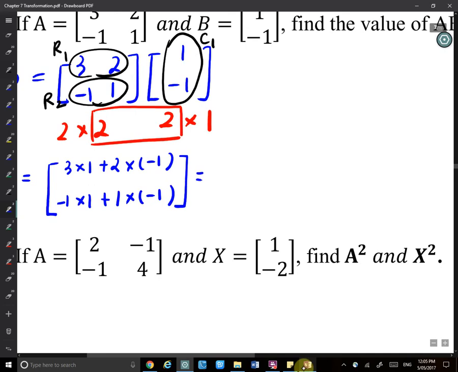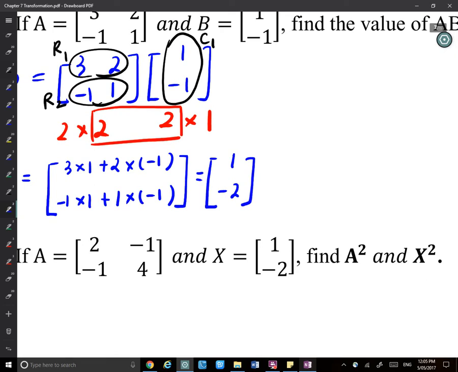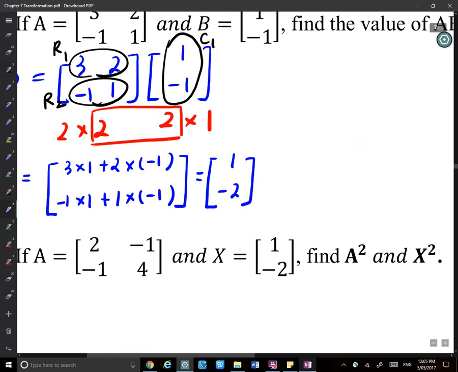Okay, so what does that equal? 3 minus 2 will be 1. Minus 1 plus minus 1 will be minus 2. So it's 1, minus 2. So that is A times B. So what is B times A?